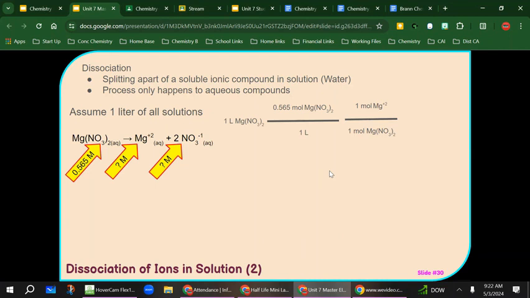Sophia, do you have a question? Yeah. Go. I thought magnesium was a metal. How do I know if it's aqueous? Was that always in this? Okay.